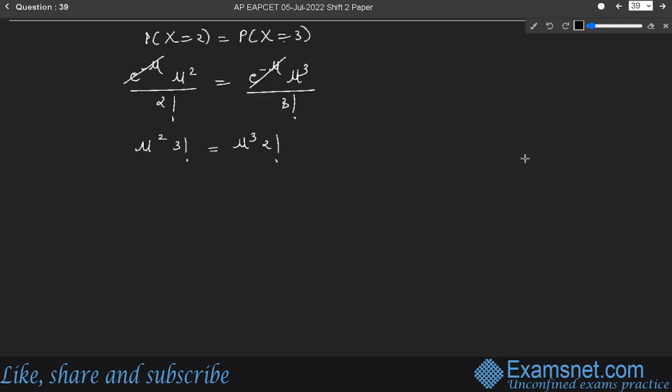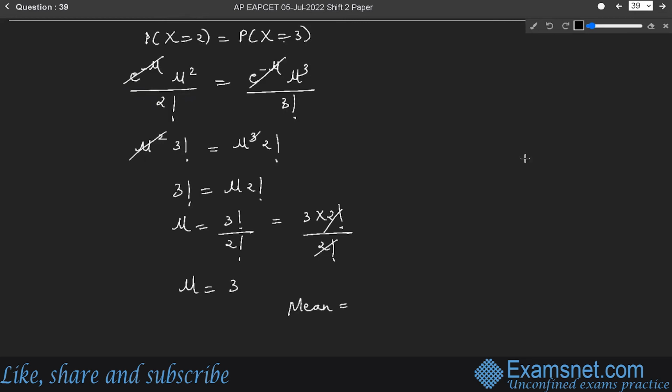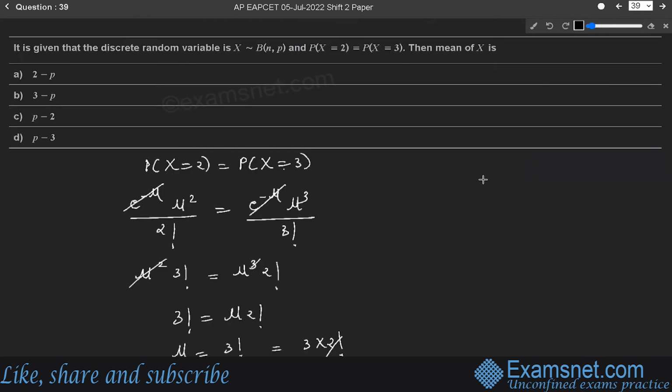So from here mu square will be cancelled. So we can say that 3 factorial will be equal to mu into 2 factorial. So mu will be equal to 3 factorial upon 2 factorial, which will be equal to 3 into 2 factorial upon 2 factorial. So we can say that mu is equal to 3. If mu is equal to 3, then mean will be equal to 3 minus p. Therefore, we can say that the required mean for this question is 3 minus p. So the correct option here is option number B.